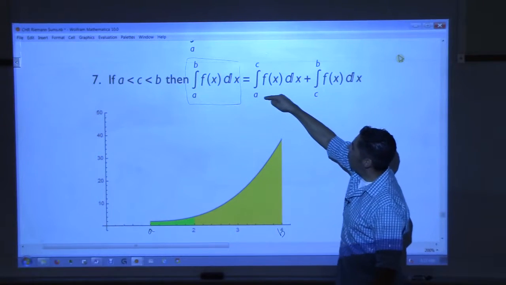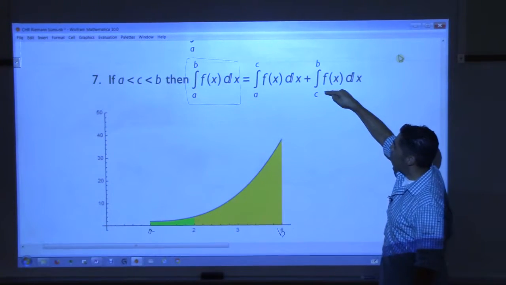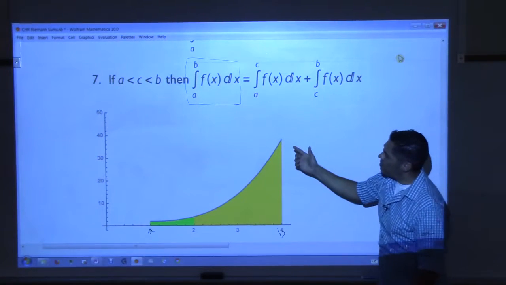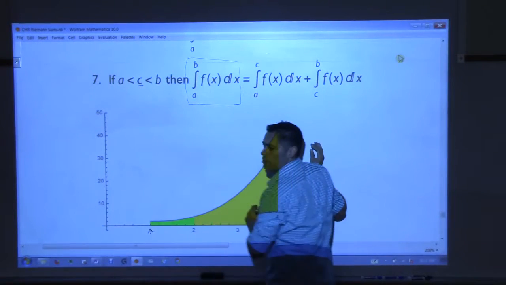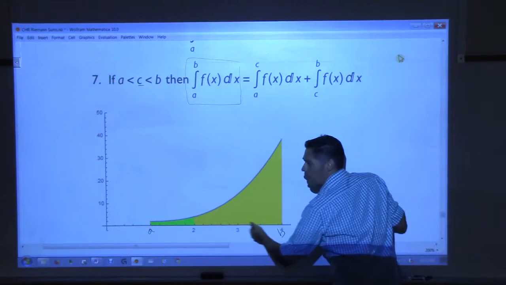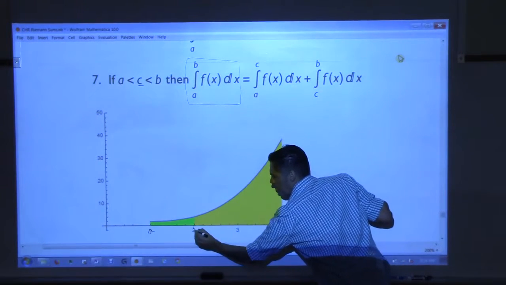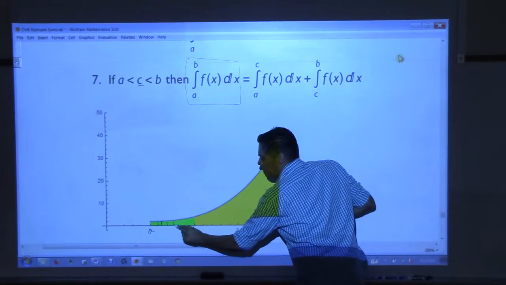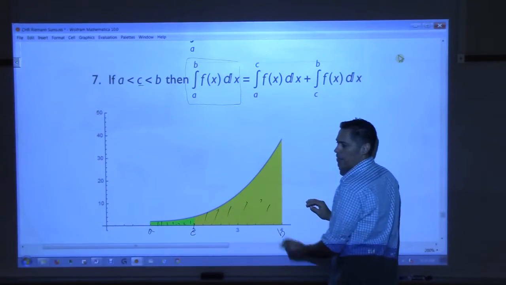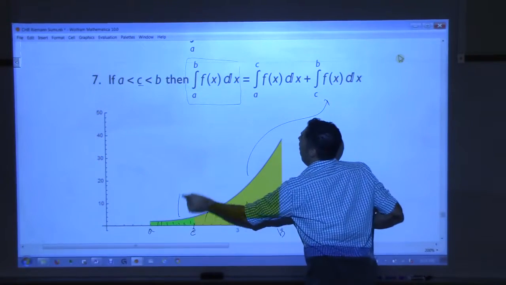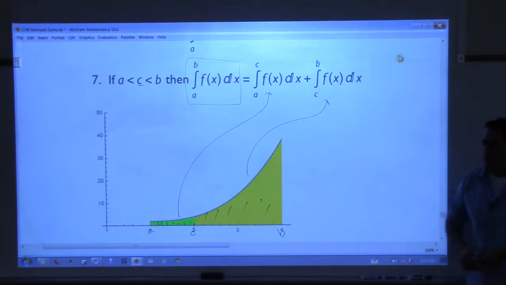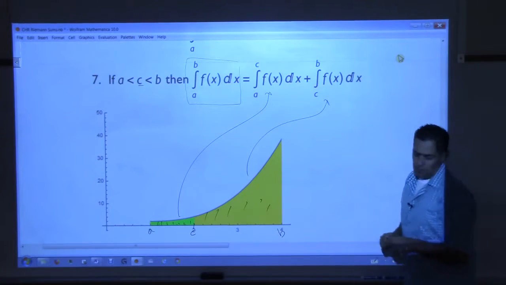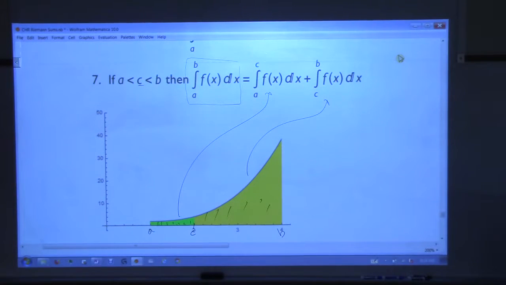The first integral will go from A to C, and the second integral will go from C to B, where C is any number between the two. So if I pick any number in here, like here, and I call that C, then the total area is this area plus this area. And so that integral is that one, and that integral is that one. That makes sense? We're going to use this today. No questions? These properties are pretty straightforward. There's not anything really kind of crazy going on here.